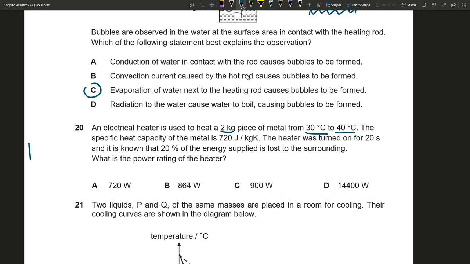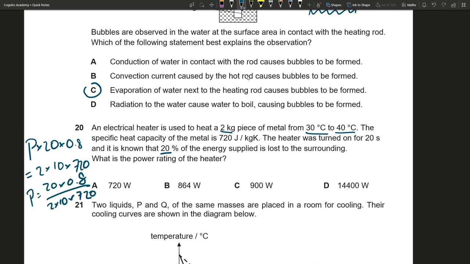So, let's take the power rating and call it P times 20 seconds, which is the energy we sent to the piece of metal, times 80%, because of the 20% loss to the surroundings, and this equals our 2 kg times 10 degrees Celsius increase times 720 joules per kilogram per Kelvin. When we are doing it in intervals, Kelvin is the same as degrees Celsius. So here all we have to do is take P equals 20 times 0.8 divided by 2 times 10 times 720, and let me put that into my calculator.